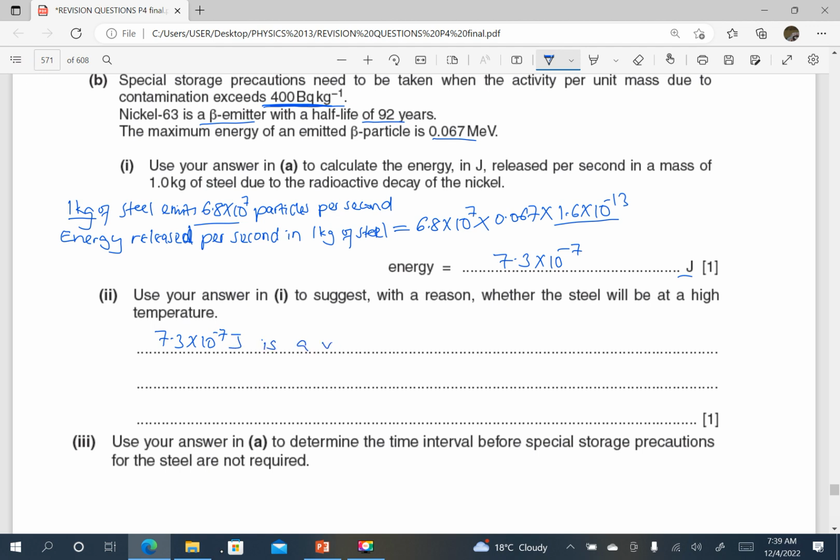is a very small quantity of energy. So steel will not be warm. Because the energy is very small, the steel will not be at a high temperature.